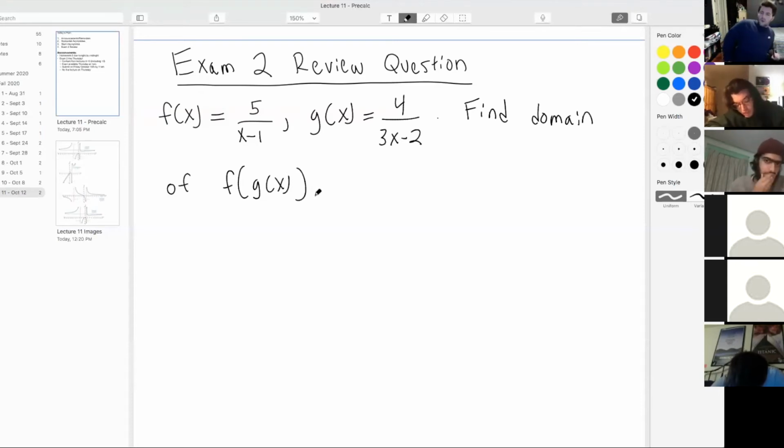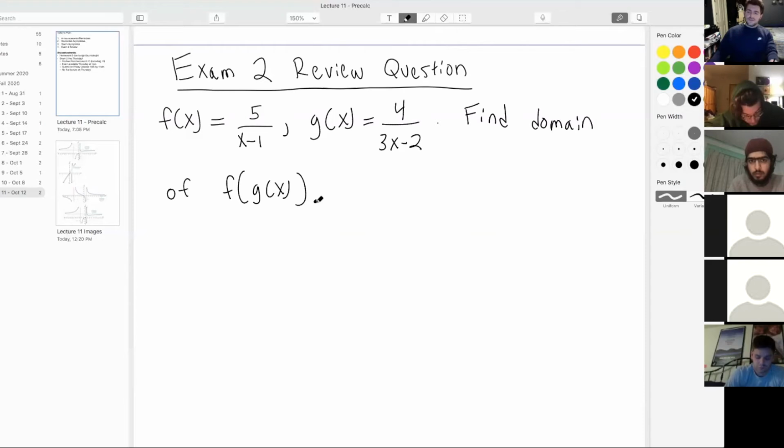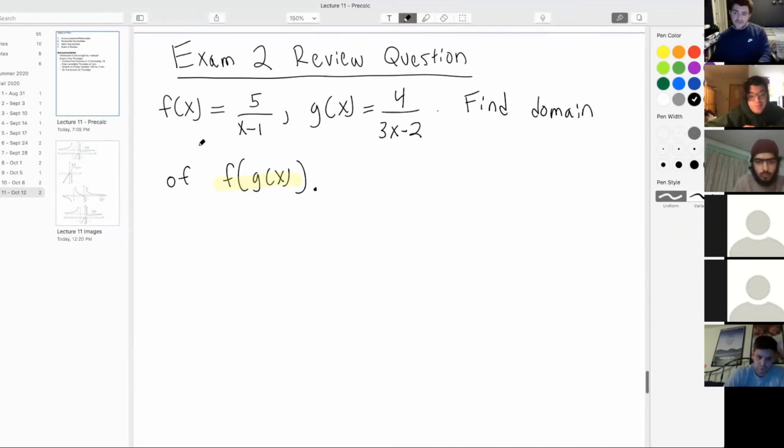Okay, so this is very important. You can expect a few questions like this on the exam on Thursday. So let me just make note, when we're given a question like this, you actually don't need to compute the composition. You don't need to actually plug in g of x into f. However, what you do need to do is find the domain of g, find the domain of f, and then do some other things. So let's just go through the process.